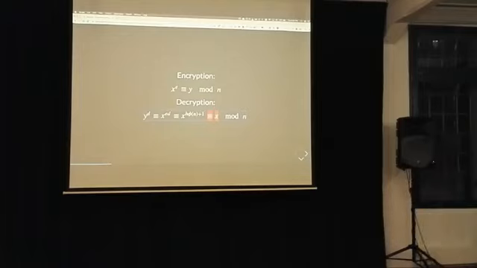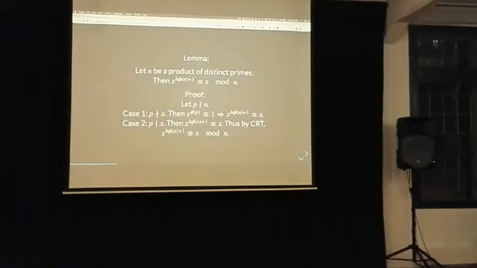So let's do that. In fact, we're going to prove a stronger statement. We're going to say that n can be a product of distinct primes. So not just the product of two distinct primes, but any number of distinct primes. And then we have this property. I'm just going to outline the proof. It's very simple. We're going to prove it separately for each of the prime divisors of n.